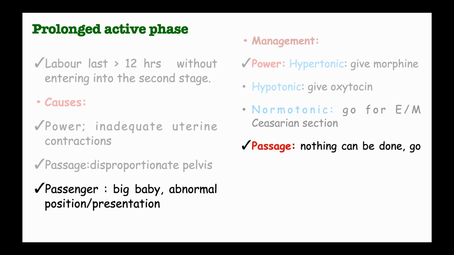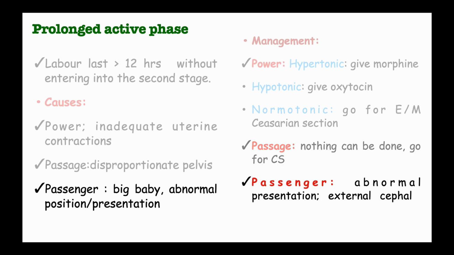Now, if we determine that the cause of the prolonged active phase is as a result of the passage, there is absolutely nothing we can do about the passage or the birth canal. We cannot increase it. So we have to go in and do cesarean section.